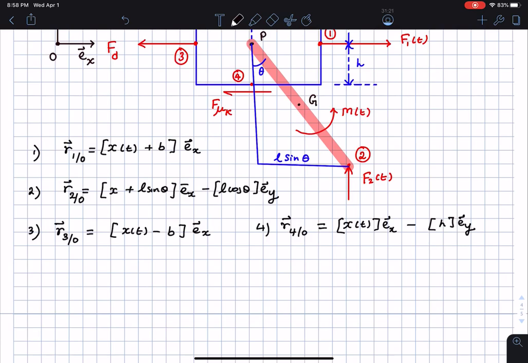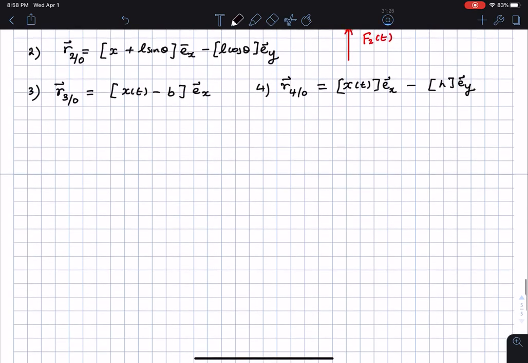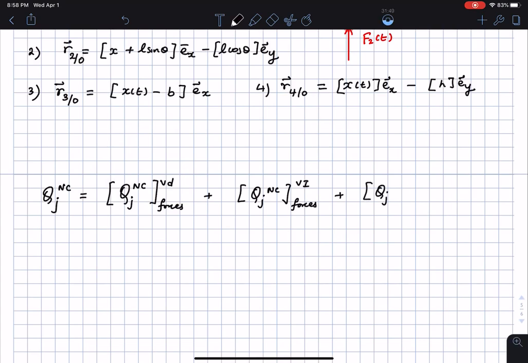Okay, all right, now we come back to writing what our Qj's are. Okay, so Qj non-conservative, this is going to be the three things that we wrote. Qj non-conservative for the velocity dependent forces, then Qj non-conservative for the velocity independent forces, and then Qj non-conservative for the torque.